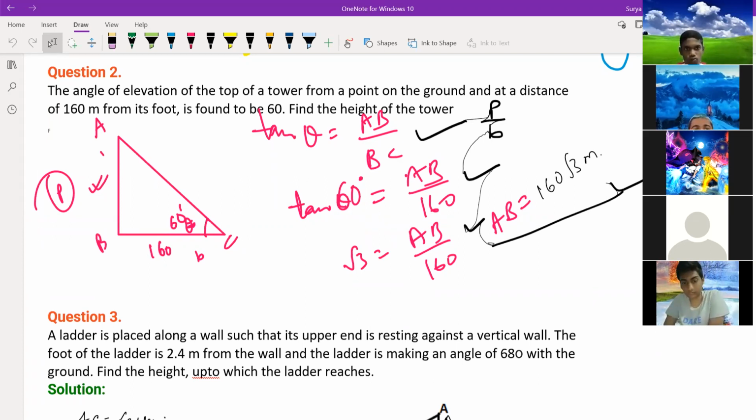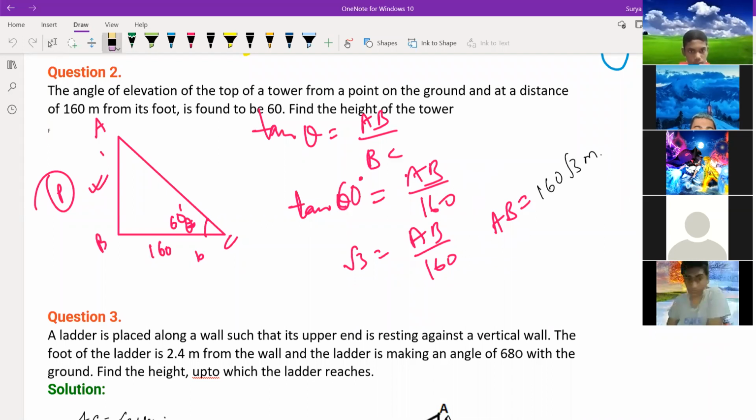The angle of elevation of the top of the tower from a point on the ground and at a distance of 160 meters from its foot is found to be 60 degree. Find the height of the tower. The 60 degree is given, elevation is given 60 degree.